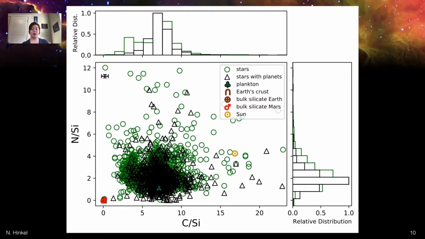Then looking at the distribution of planets in our sample, we found that the planet population is fairly random, varying from smaller Earth-sized planets to mini Neptunes and then Jupiter-sized planets. So it's running sort of the whole gamut of different kinds of planet sizes. What you can see also is that we've overlaid the molar ratios that we expect to find within the Sun, bulk silicate Mars, bulk silicate Earth, Earth's crust, as well as plankton. Plankton you can kind of see in the middle as that little clover leaf. All right, so that's carbon, nitrogen, and silicon.